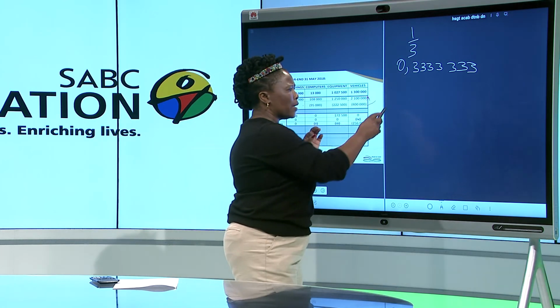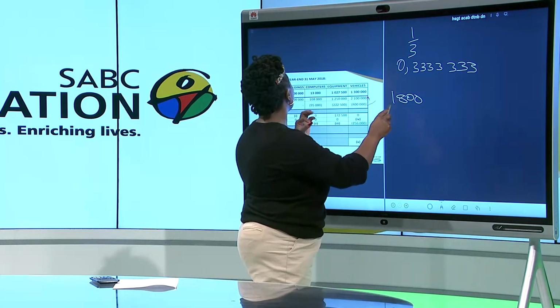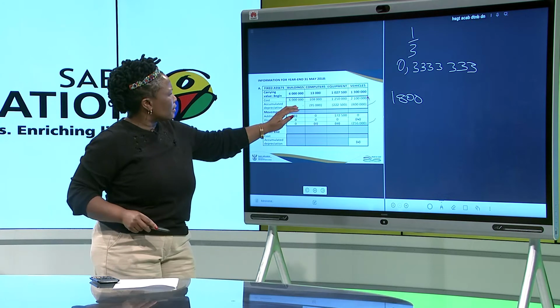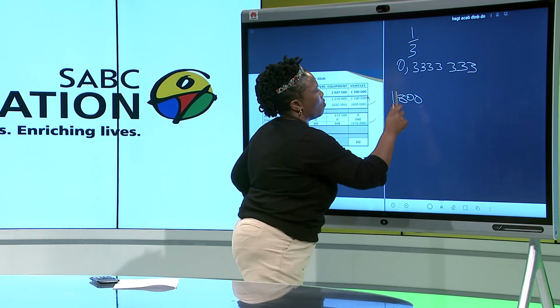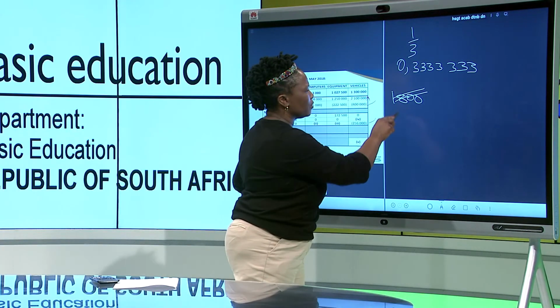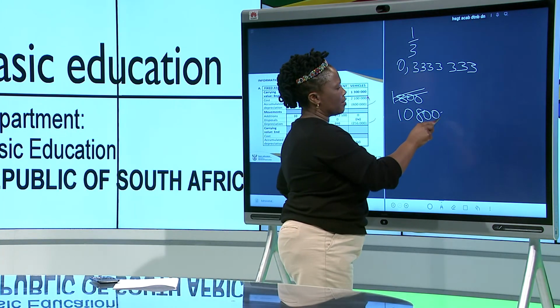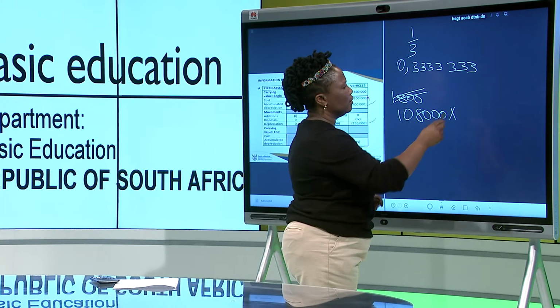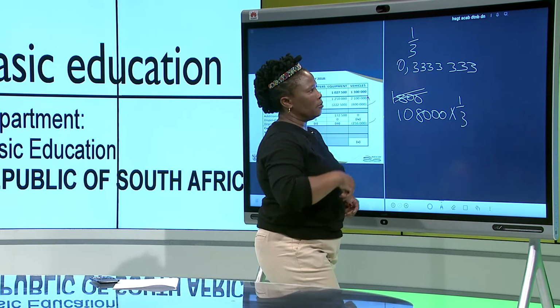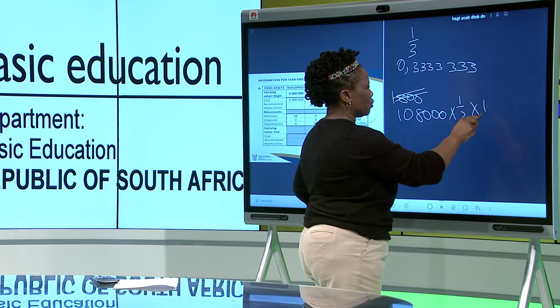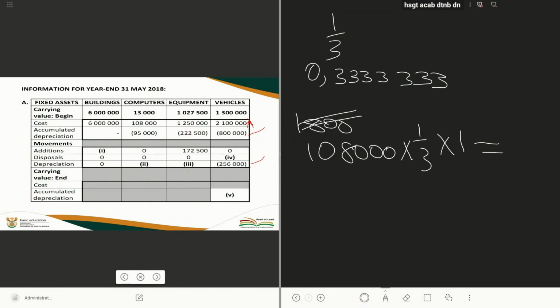We are now going to go back to our calculations. Remember we said our assets, our computers are worth 108,000. So it's going to be 108,000 multiplied by 1 over 3, times 1 here. You can simply say 108 divided by 3, just for simple calculations. 108,000 divided by 3, and that is going to give us the 36,000.